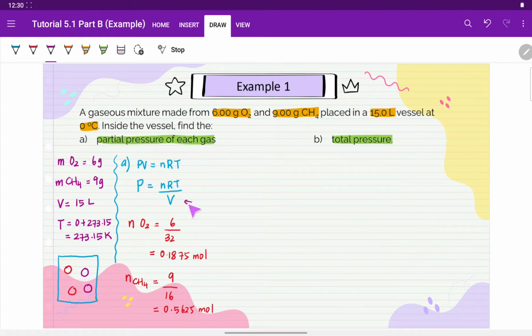Once we have the number of mole, then we use the equation that we rearranged earlier to find the partial pressure. Let me draw another line here. First, we want to find the partial pressure of oxygen. How? Write the equation first: number of mole of oxygen, RT over V. The number of mole of oxygen we already have, so you substitute 0.1875. Then R, the gas constant. So choose the correct gas constant.